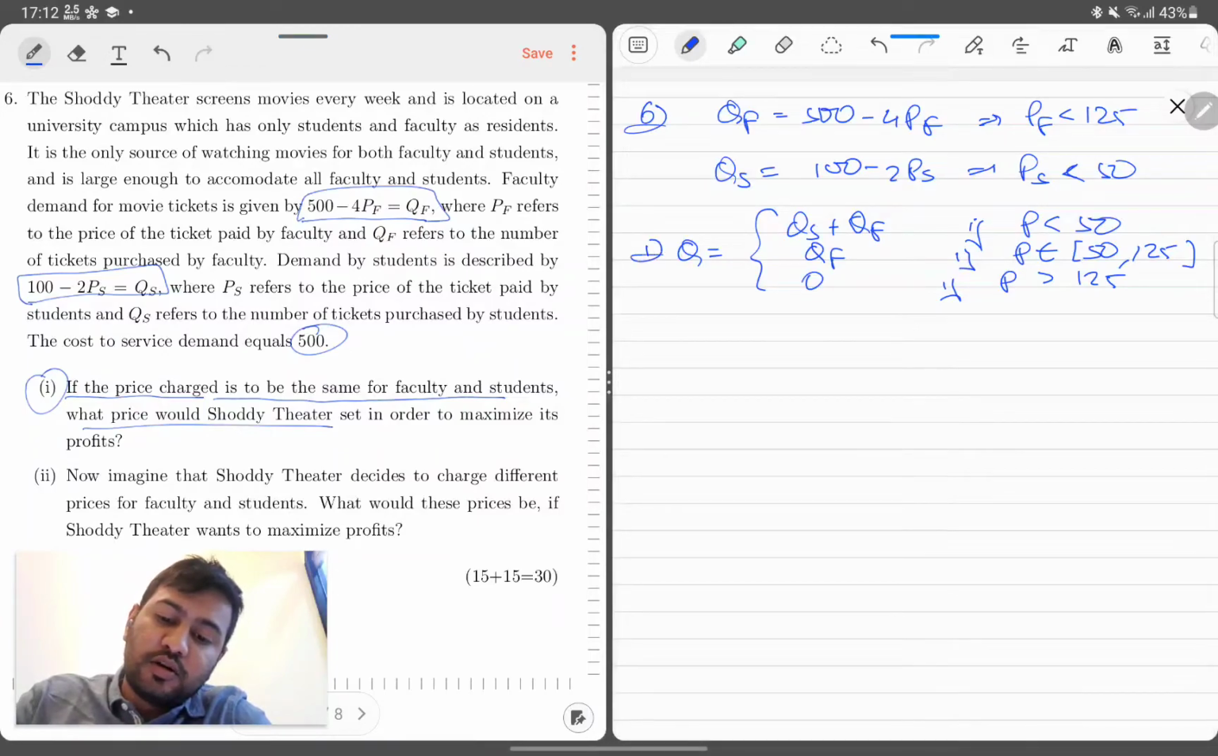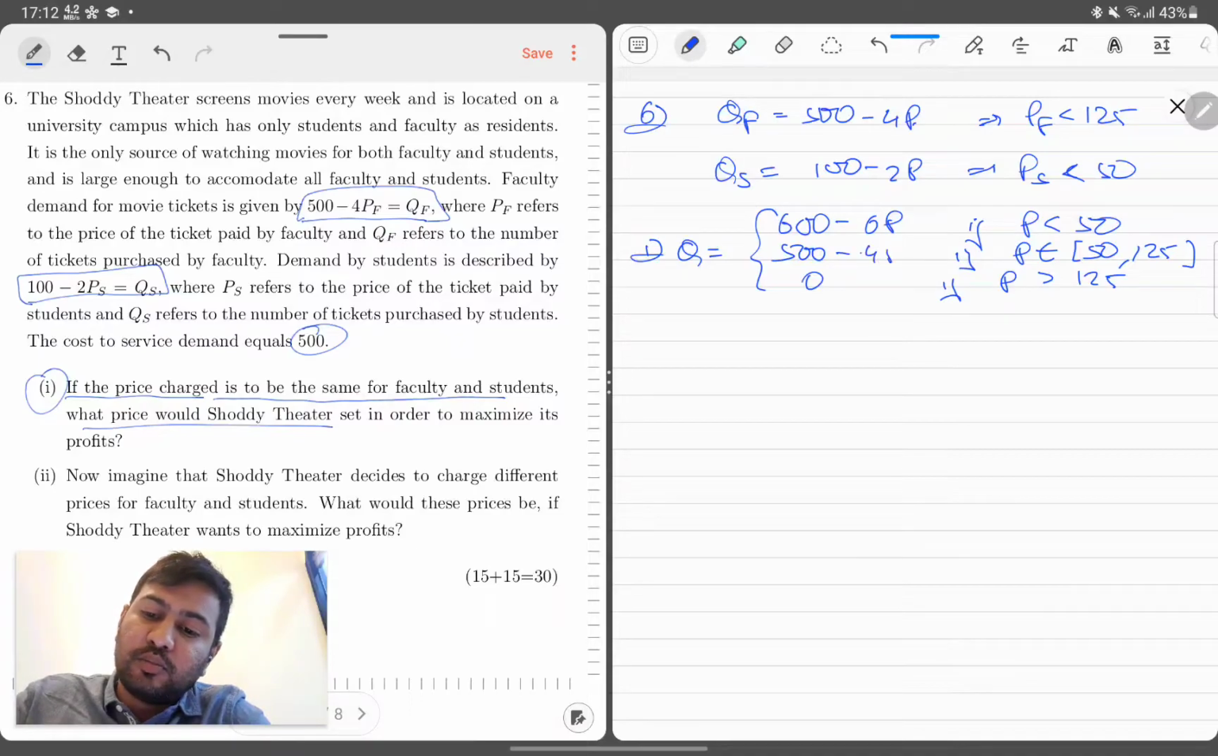Now, assuming a constant price P as is given in part 1. So here we are trying to solve part 1. QS and QF are going to be for a common P. If we substitute a common P here, the total quantity is going to be 600 minus 6P when P is less than 50. QF is 500 minus 4P. Right, so we have to make cases now.